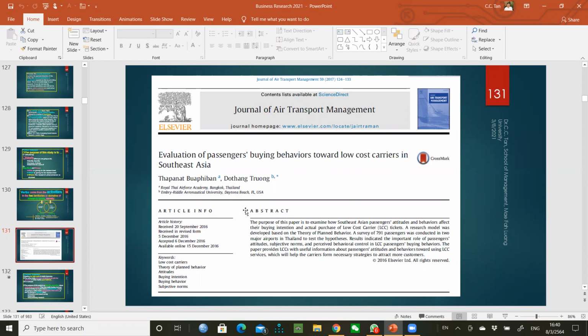For example, if you refer back to the title of this article, "Evaluation of passengers' buying behavior toward low-cost carrier," the purpose of this paper is to examine how the attitudes and behavior affect. So really, it's more toward explanation. But there is explanation in the sense of overlapping with the exploratory how, not necessarily that the author knows what is going on and how it happens.